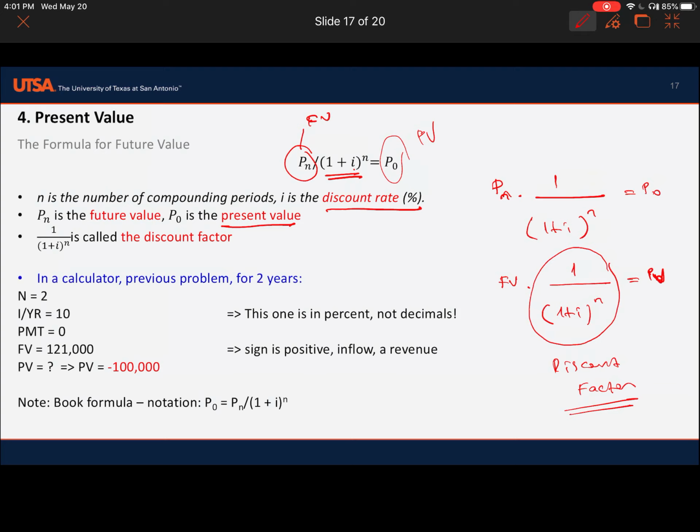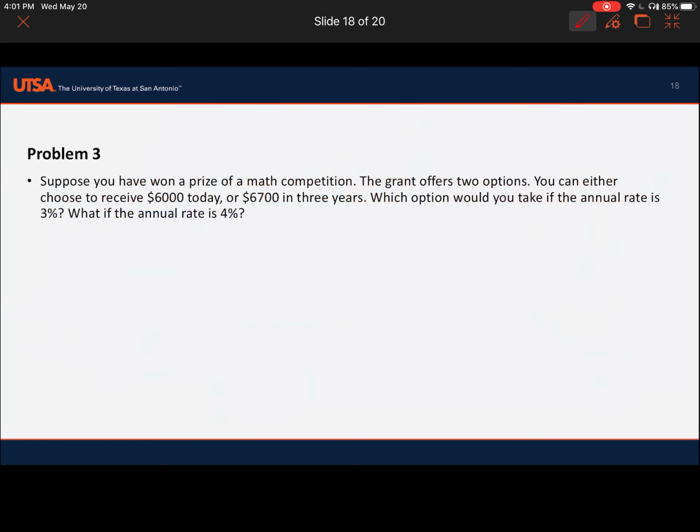So in a calculator, in the previous problem for 2 years, you have number of years 2, interest rate is 10%, payments, you don't have any payments, so you just enter 0, and your future value is 121,000, and the present value is negative $100,000. This is positive because it's an inflow. This I, interest rate, is in percent, not decimals. Okay, same notation.